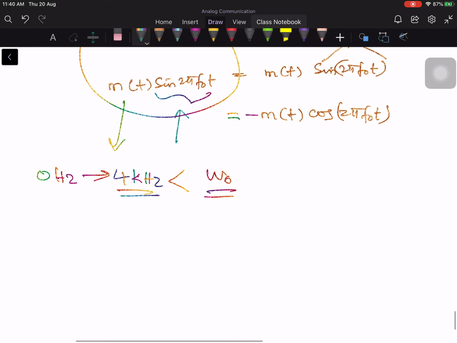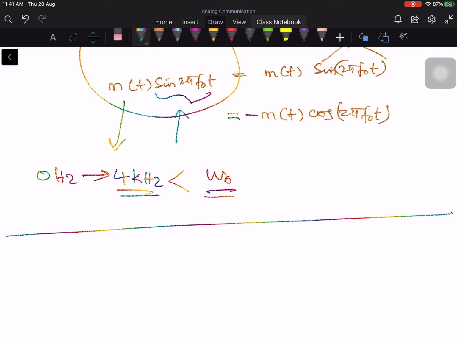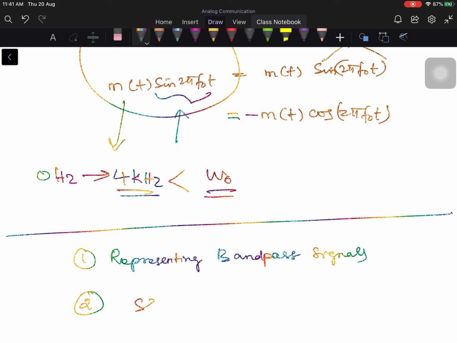We next look at the application of the Hilbert transform in representation of signals, particularly representation of bandpass signals. As I said in the beginning of the lecture, Hilbert transform has certain very important applications. The first one is representing bandpass signals. And the second application is used in SSB AM systems.